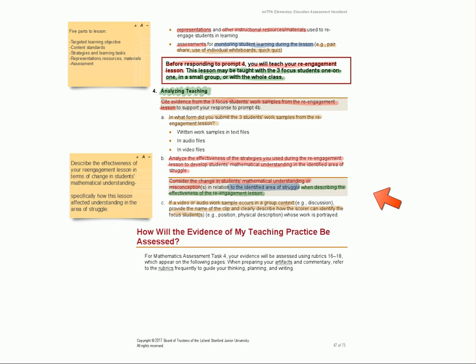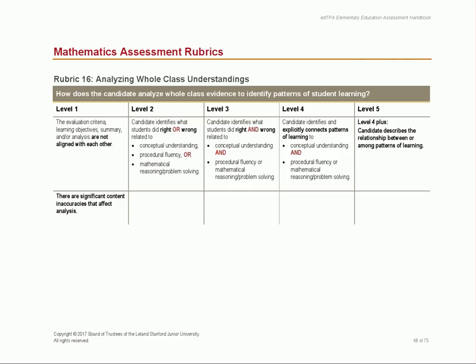There are just 3 for the mathematics task. And the first rubric for the mathematics assessment task is analyzing whole class understandings. All right? And you can see with level 3, this is a passing level. The candidate identifies what students did right and wrong related to conceptual understanding and, then you get a choice, procedural fluency or mathematical reasoning or problem solving. So you really have to do 2 of these, but you must do conceptual understanding for a 3.